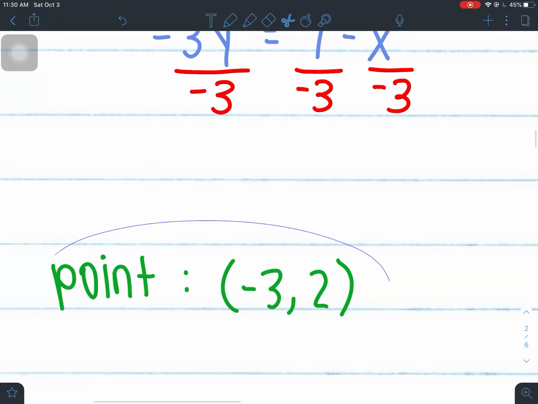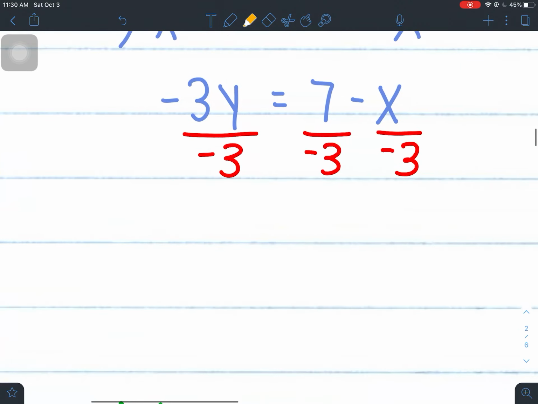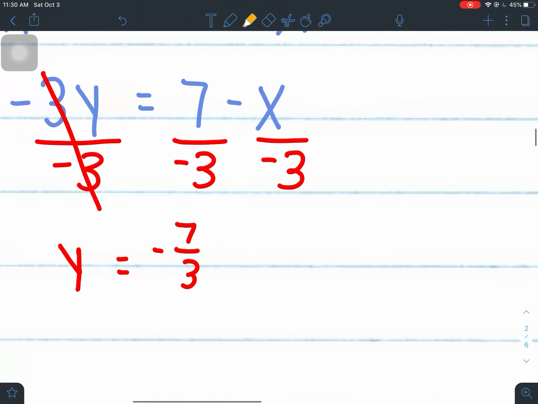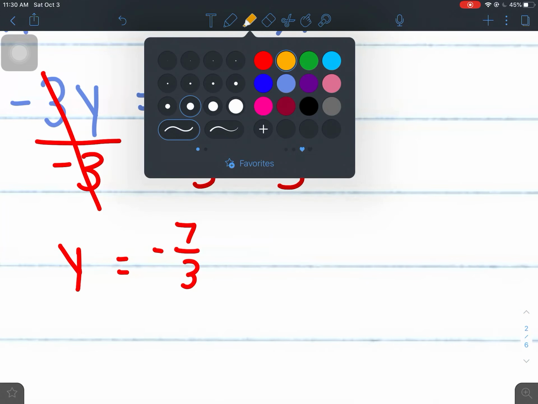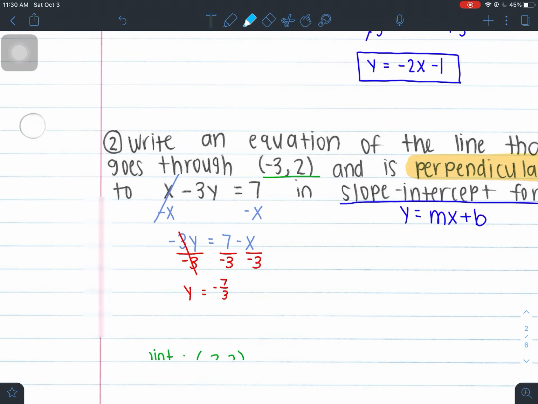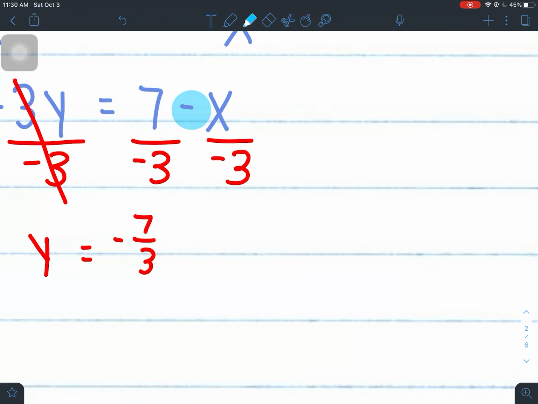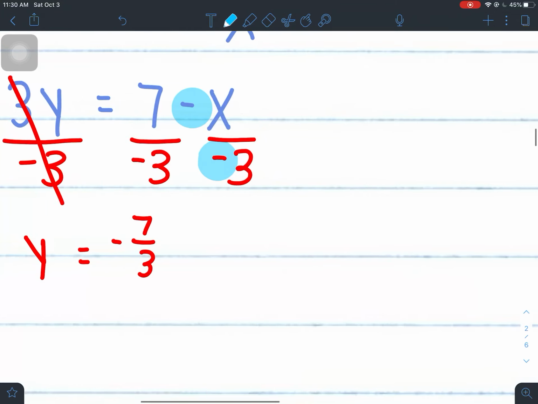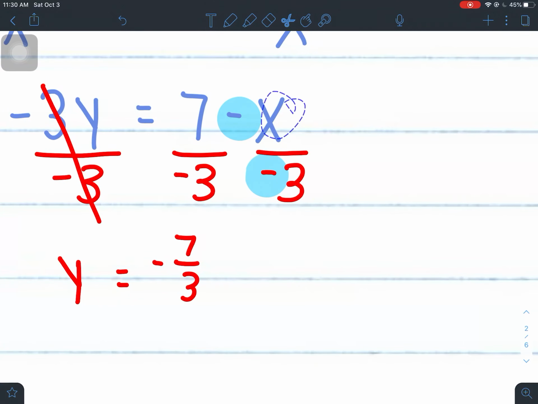Okay. Now here's where we can make some mistakes, so just make sure you're following along right now. The negative 3 divided by negative 3 is y. 7 divided by negative 3 is negative 7 over 3. Here's where the mistake is. I'll use baby blue, we haven't used baby blue. Okay. Negative divided by negative. Now, what number is in front of that x? There is a 1 here. So you have negative 1 divided by negative 3, which is positive 1 over 3.